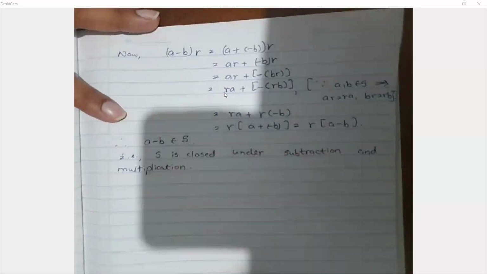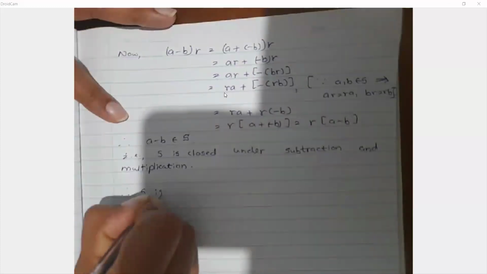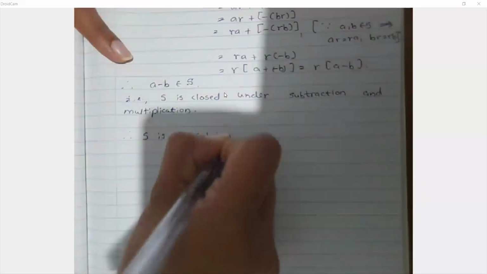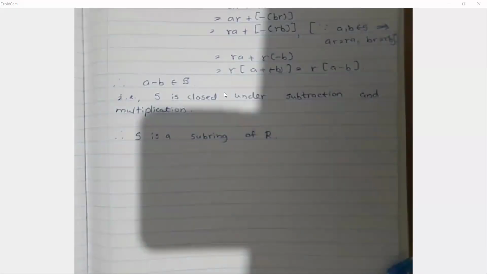S is closed under subtraction and multiplication. It's not empty. Therefore, by the definition that we defined earlier, it is a subring of R.